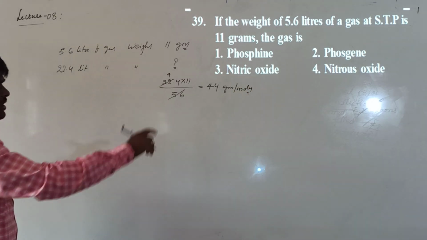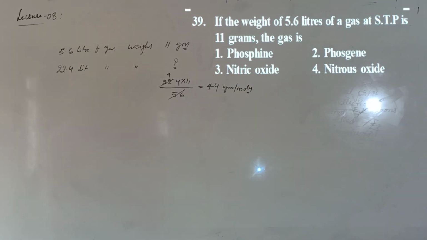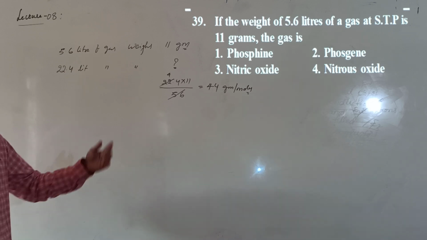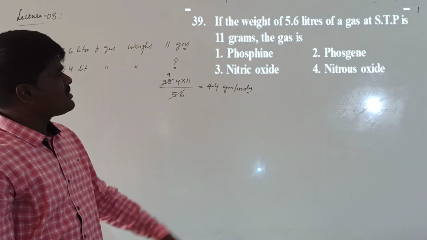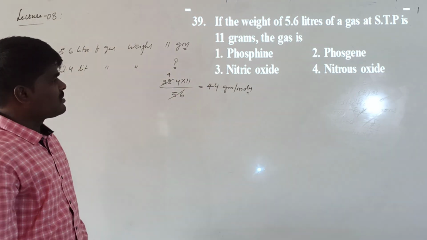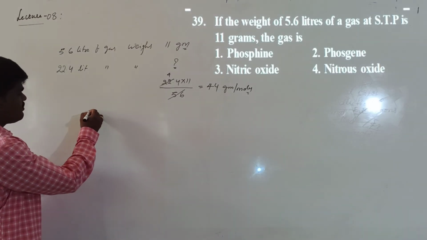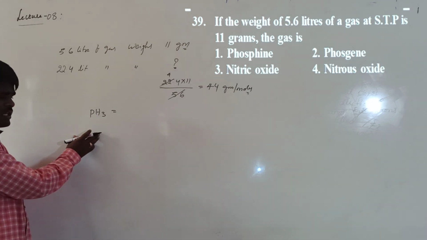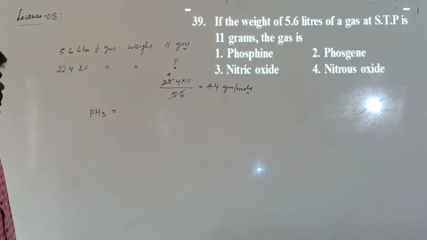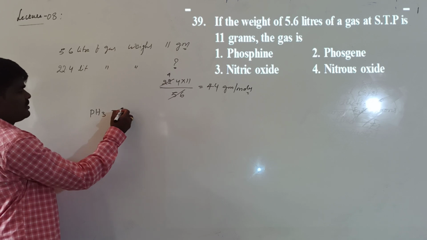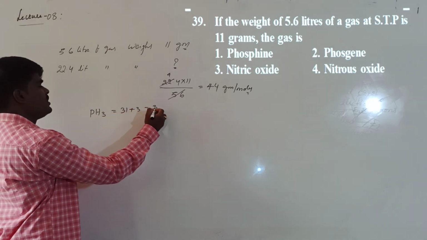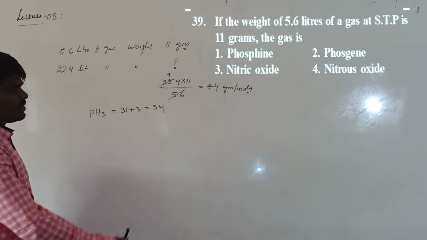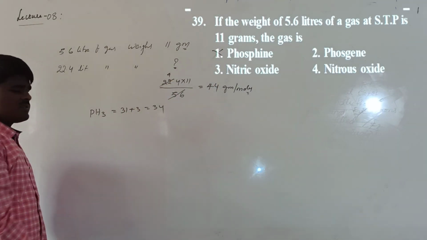Let us see which of the following compounds has a molar mass of 44 grams. The compound that has a molar mass of 44 grams will be the corresponding gas. So phosphine. Phosphine is PH3. What is the molar mass of this compound? 1 phosphorus is 31 plus 3. It comes to 34. The compound cannot be phosphine because its molar mass is 34.